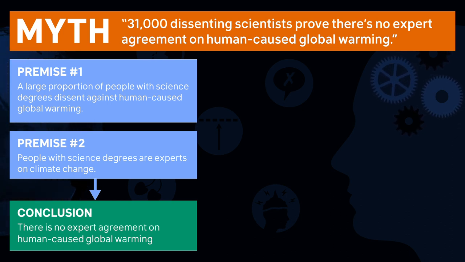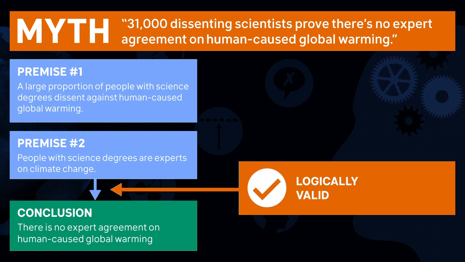Second, let's check if this argument is logically valid. If we assume the premises are true, does it logically follow that the conclusion is true? Well, if it was true that a large proportion of science graduates dissented and that all those science graduates were climate experts, then yes, it would follow that there was no expert consensus on climate change. This argument is logically valid. This takes us to the third and final step.